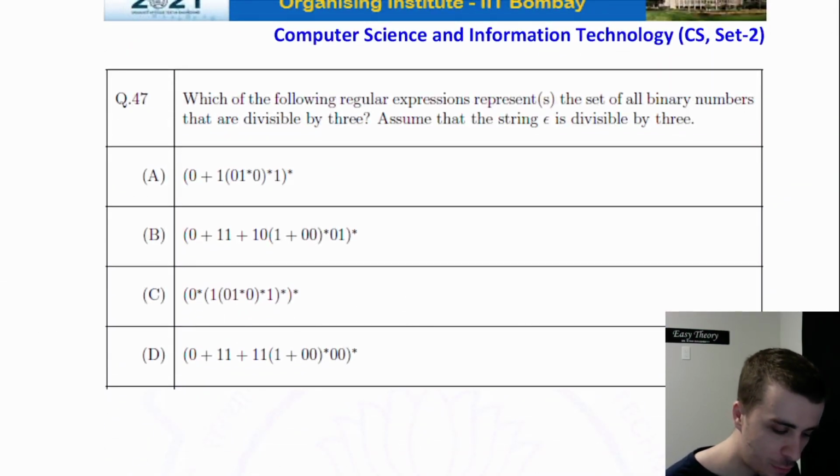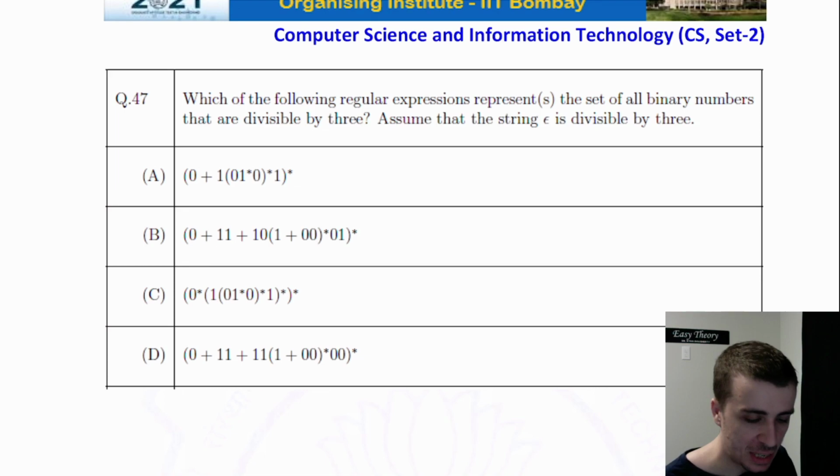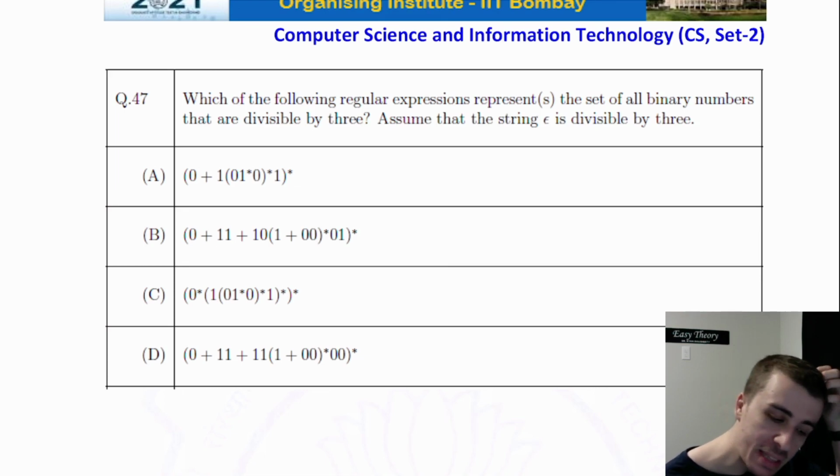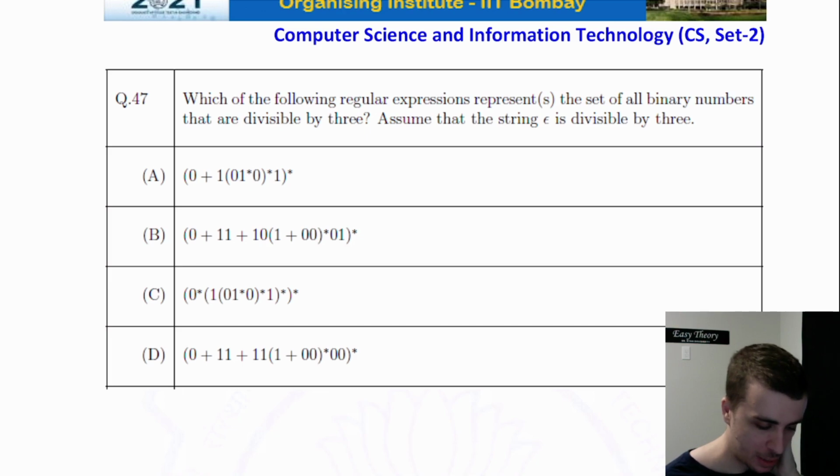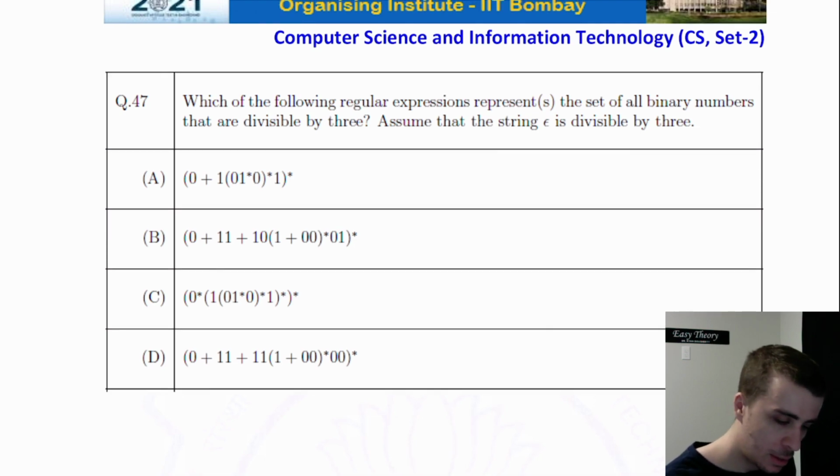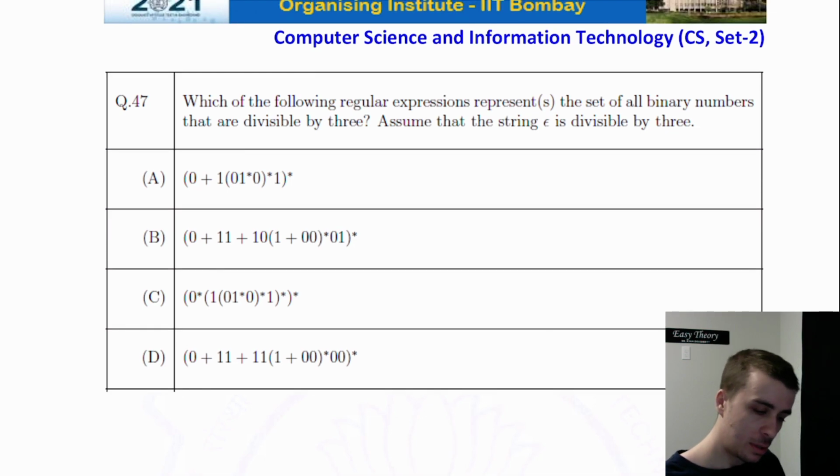Okay, so which of the following regular expressions represents the set of all binary numbers divisible by 3? Assume that the empty string is divisible by 3. So let's just make sure that, yeah, all of them do make the empty string, which is good. Okay, so let's see. I have a feeling that it's going to be B and D, but I'm not sure.